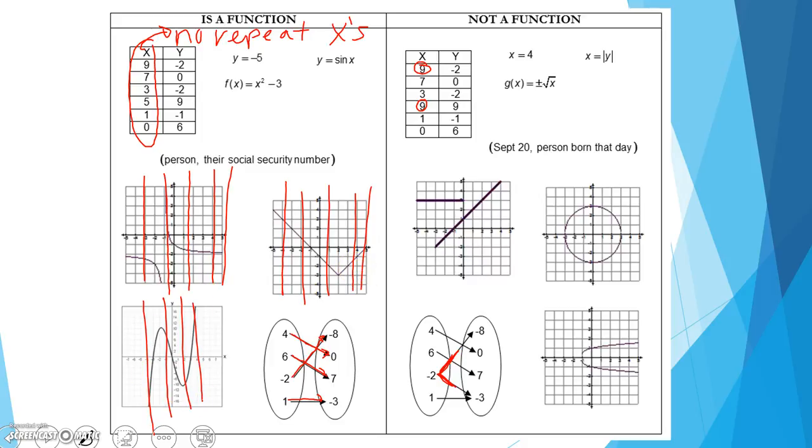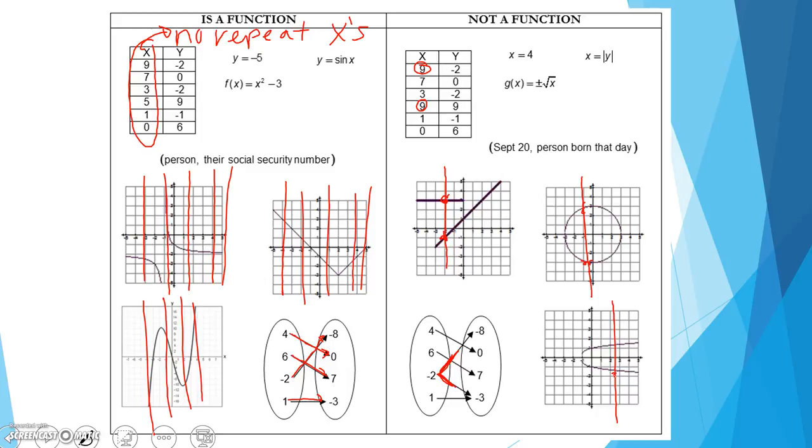Now on the right hand side, all I have to do is draw one vertical line that touches twice, and that proves it is not a function. So right there, it hits it twice. Same with here. Hits it twice. Same with here. It hits it twice. So those are not functions because it hits twice.